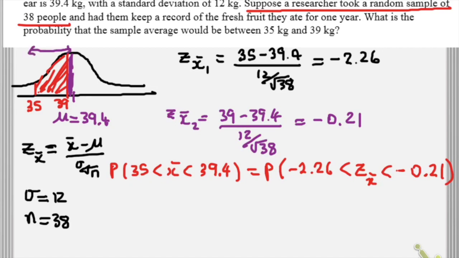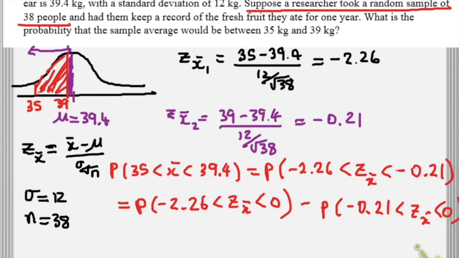So we'll subtract those two things, which if we do, we'll get 0.4881 minus 0.0832, which will give us a result of 0.4049. So that will be the probability that a random sample of 38 people will have a sample mean between 35 kg and 39 kg.